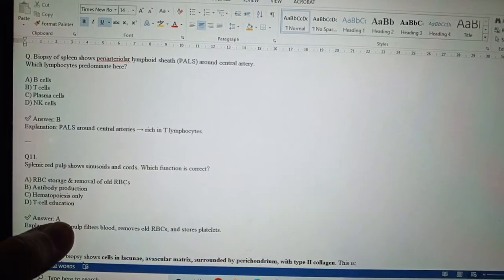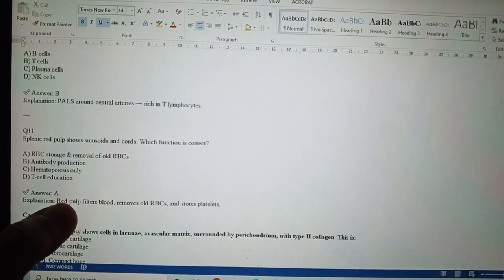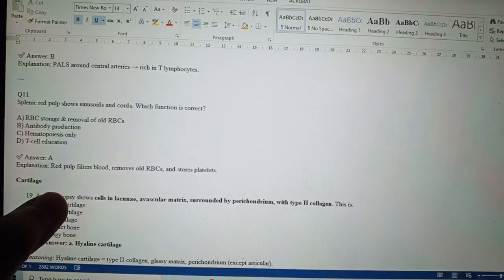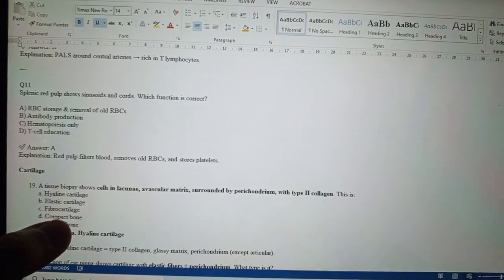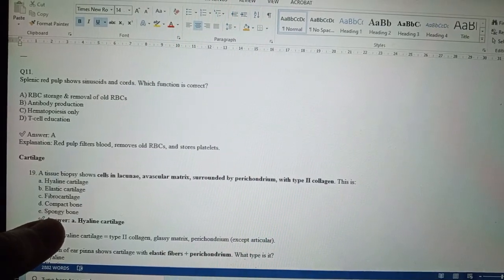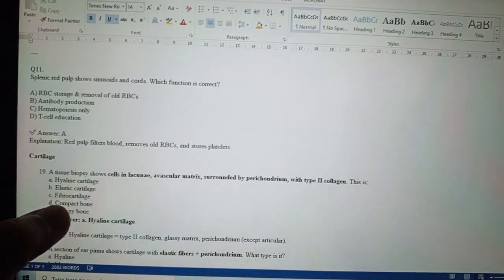A splenic red pulp shows sinusoids and cords. Which function is correct? RBC storage and removal of old RBCs. The other options present cannot be possible in this scenario.